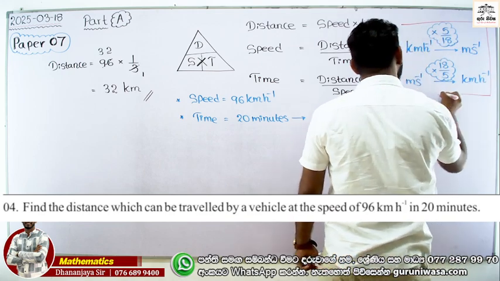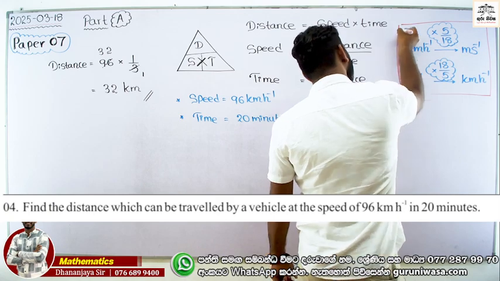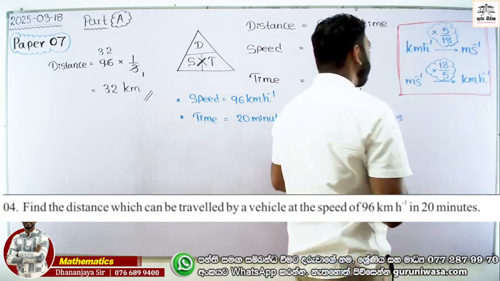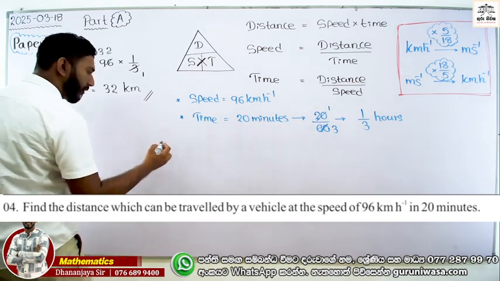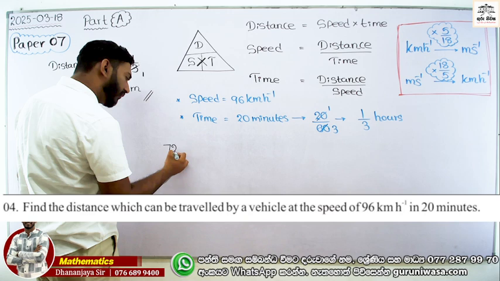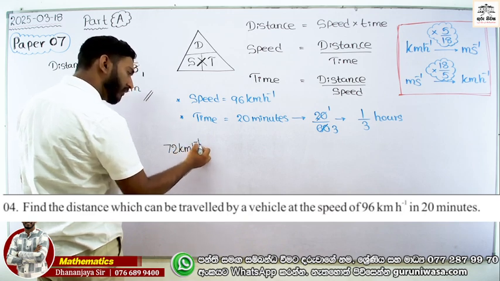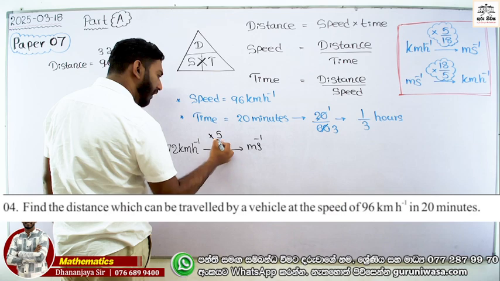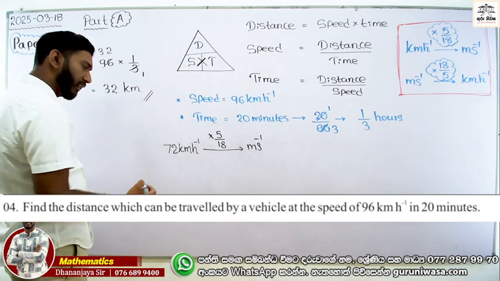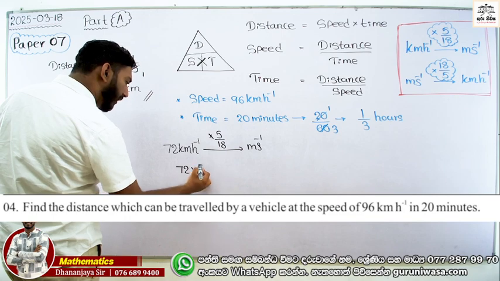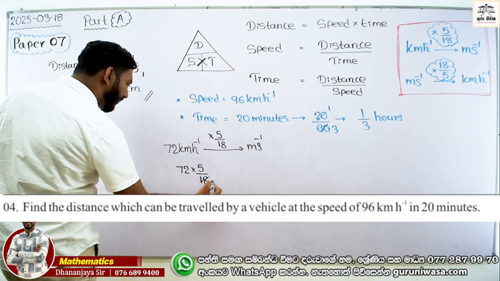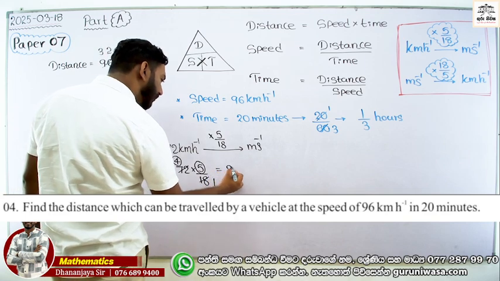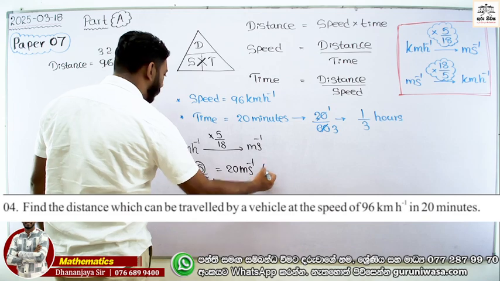This is very important for questions. As an example, look at that. 72 kmh minus 1. We have to change it into ms minus 1. You need to multiply by 5/18. Now look at that. 72 multiplied by 5/18: 18 times 4 is 72, and 4 multiplied by 5 becomes 20 ms minus 1.